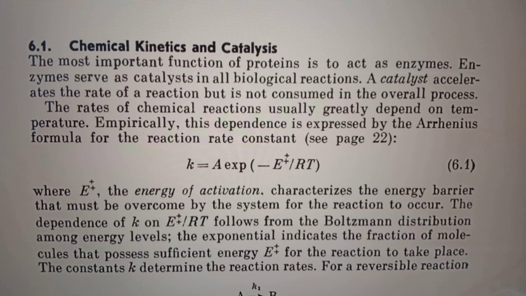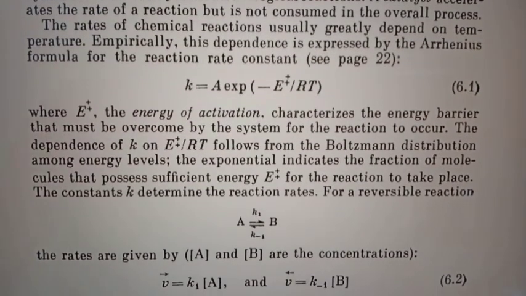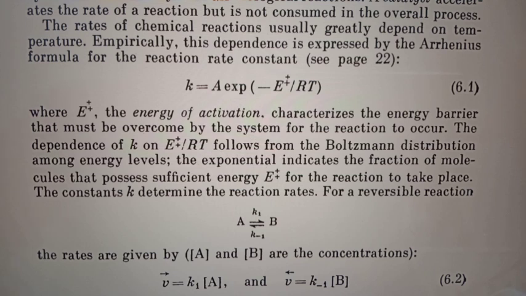The rate of a chemical reaction usually greatly depends on temperature. Empirically, this dependence is expressed by the Arrhenius formula for the reaction rate constant, where E is the energy of activation, which characterizes the energy barrier that must be overcome by the system for the reaction to occur.